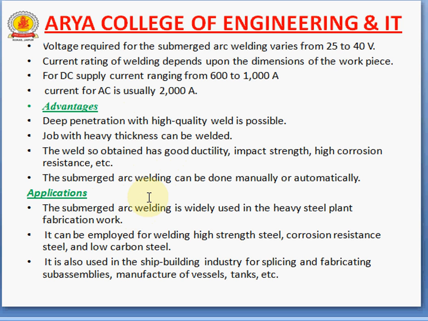Application of submerged arc welding: it is widely used for heavy steel plant fabrication work. It can be employed for welding high strength steel, corrosion resistant steel and low carbon steel. It is also used in the shipbuilding industry for splicing and fabricating sub-assemblies, and in the manufacture of vessels, tanks, and many more. So this is a very simple welding with good utilization of electrical power. Thank you.